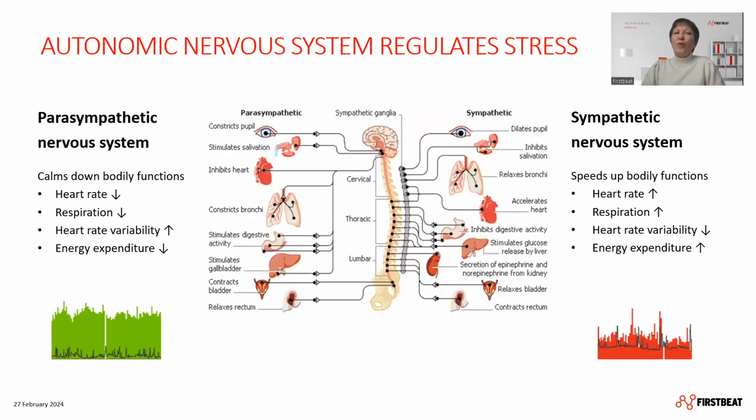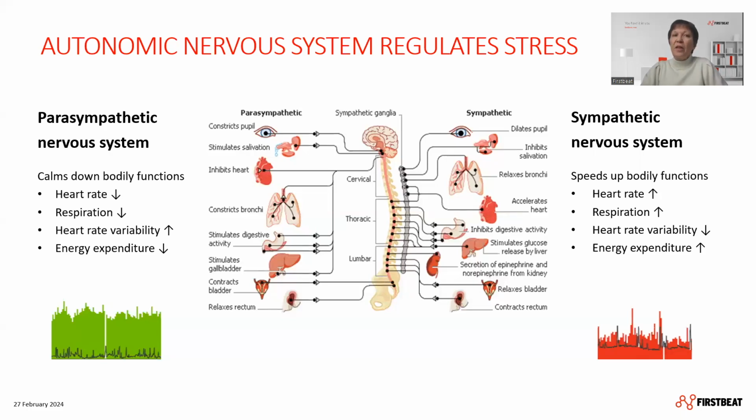In the background of the stress response and stress physiology is our autonomic nervous system that has two sides, the sympathetic and the parasympathetic systems. Sympathetic is the so-called fight or flight that gets us ready for action. It gets the blood to go to our muscles, to where we need it to do what we need to do. It increases the heart rate, increases your respiration, decreases heart rate variability. It's like the gas pedal that gets us going and gets us where we need to go when we have some demands in front of us.